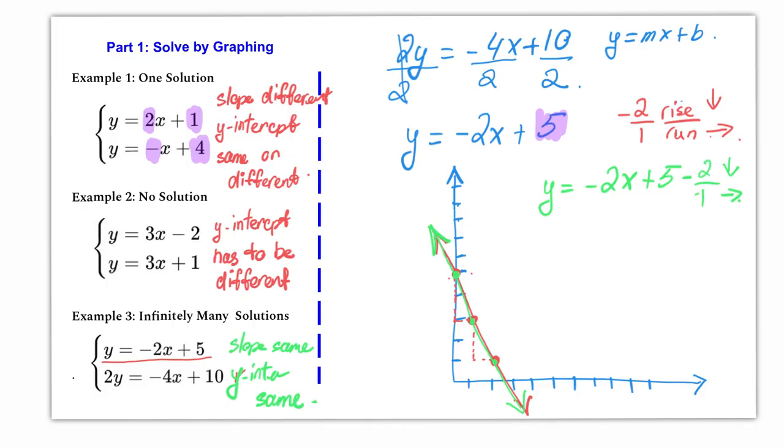All right, so let's recap here. What makes it one solution? When the slopes are different, and it doesn't really matter if the y-intercepts are the same or different. When we have no solution, the y-intercepts have to be different and the slope must be the same, as you can see. And for infinitely many solutions, the slope and the y-intercept have to be the same in order for it to be infinitely many solutions.